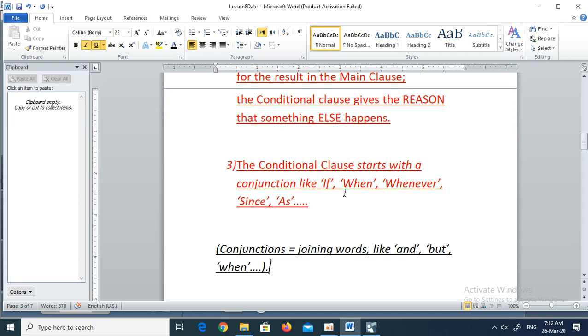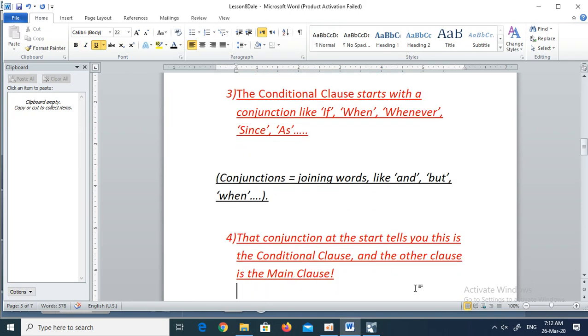The ones that are used in conditional clauses are usually if, when, whenever, since, as, sometimes, because. Those are the most common conjunctions in a conditional clause. But just to jog your memory, a conjunction is a word that joins other words. Okay. The conjunction at the start of the conditional clause tells you that this is a conditional clause. And then the other clause has to be the main clause.